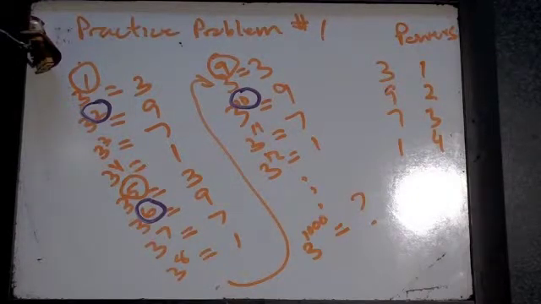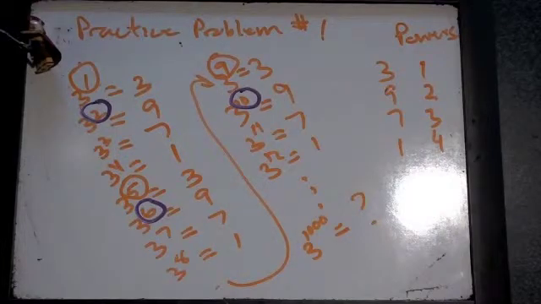Now we're looking at 3 to the 1,000. So we have to figure out what the remainder is when 1,000 is divided by 4. But how are we going to do that? I don't know. You have to figure out how to divide 1,000 by 4. I know 100 divided by 4. What is it? It's 25.